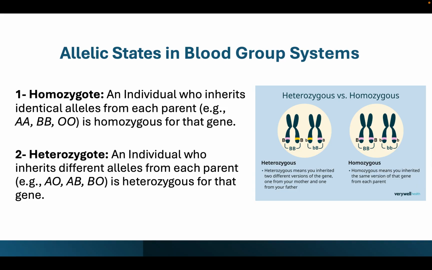For the heterozygotes, an individual who inherited different alleles from each parent. For example, I get A from my dad and O from my mom. So they are different, it is heterozygous for that gene. As you can see here, the circles on the left are specified by the color, so it's pink and yellow, or small b or big B. So they are different forms of the gene, different alleles, and we call it heterozygous.